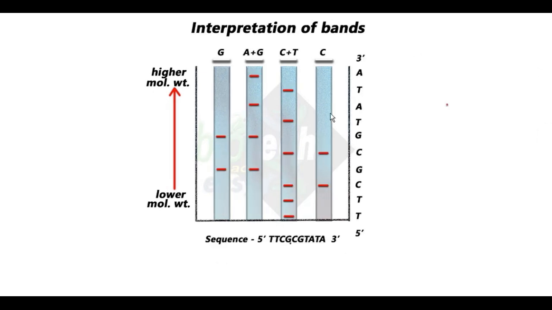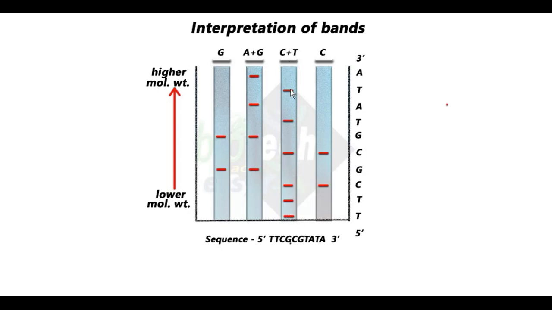Once you get the autoradiogram, then you have to do the interpretation of bands. Just see carefully, it's not that difficult to find out the bands. Here in this lane you see the G reaction, two products are there. Here A plus G is there, C plus T and C. Now you see, where is the first band? At the bottom. The first band is somewhere here in C plus T.